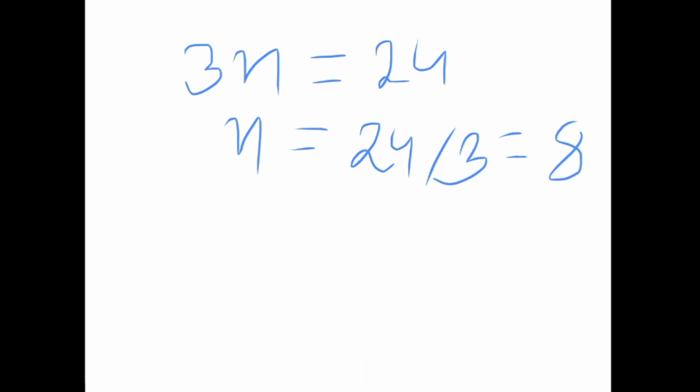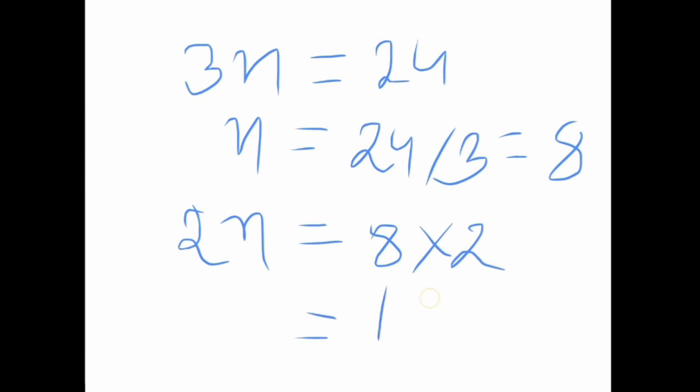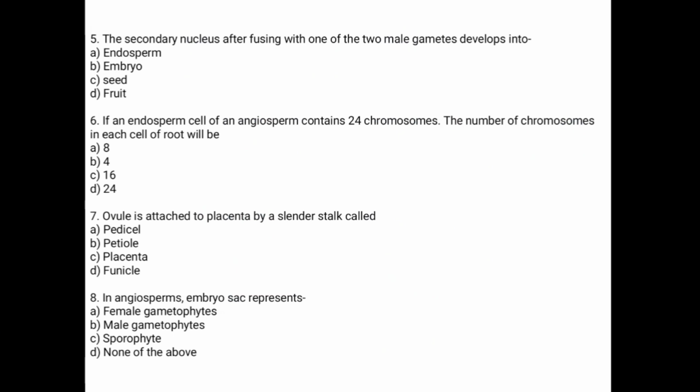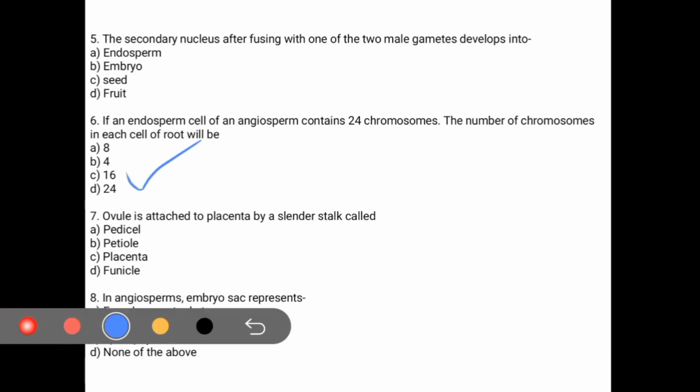Then each cell of the root represents the diploid condition in the plant. That is diploid, which means 2n. Then if n is 8, then 2n equals 8 into 2 equals 16. Then here the answer is 16.